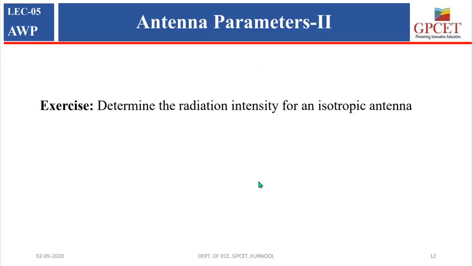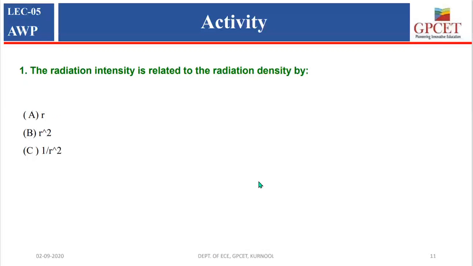What is the answer for that? Radiation intensity is equal to R square times the radiation power density. So the answer for this question is B, R square.